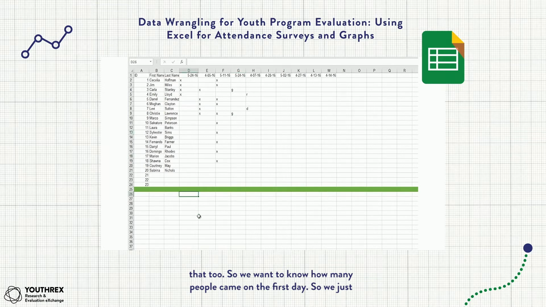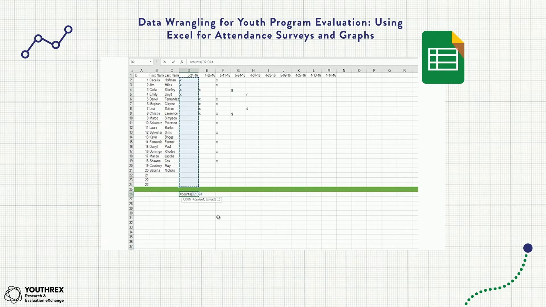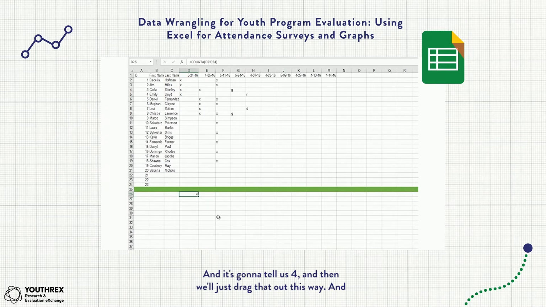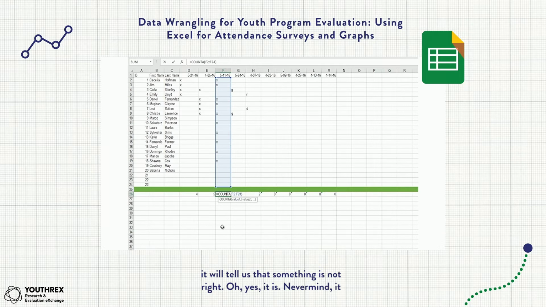So we want to know how many people came on the first day. We just use a formula we already talked about, counta, and we'll look at this range, and it's going to tell us 4. Then we'll just drag that out this way, and it will tell us that something is not right. Oh, yes it is. Never mind.